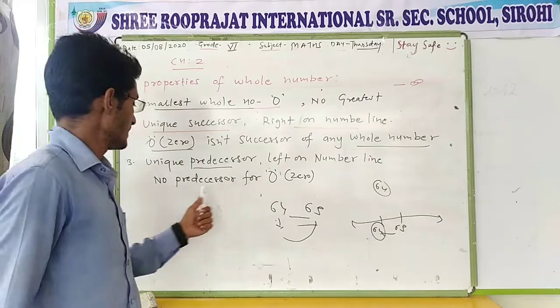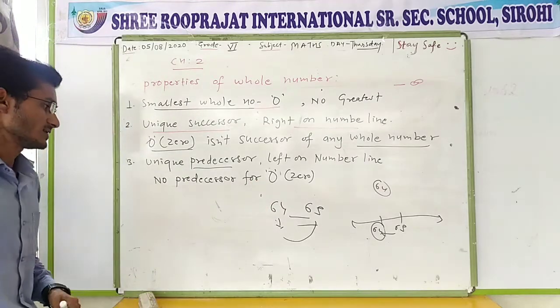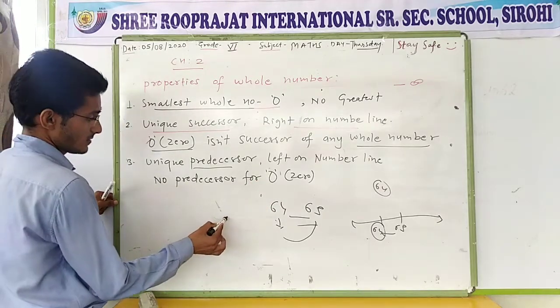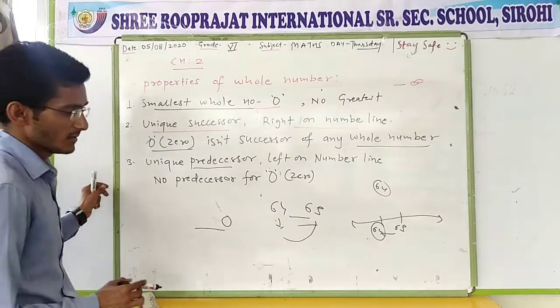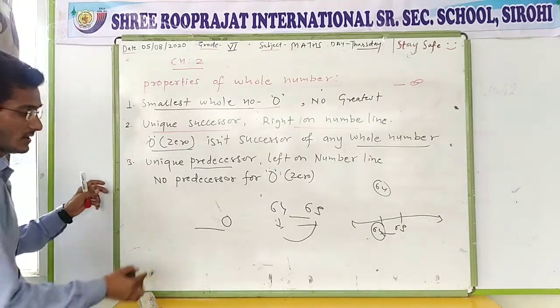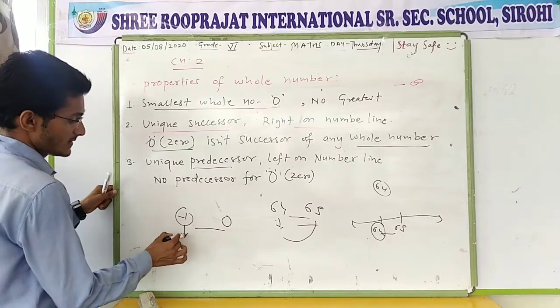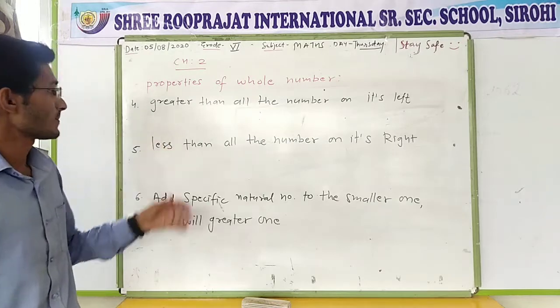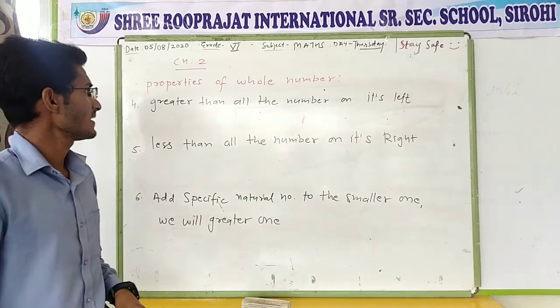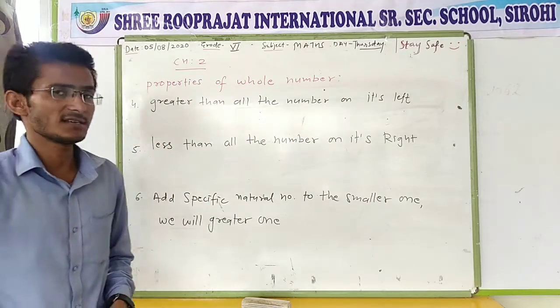Next one, there is no predecessor for 0. If we talk about only whole numbers, what will come before 0? It will be minus 1, and again, minus 1 is not a whole number. Yes. So next, property number 4: greater than all the numbers on its left.